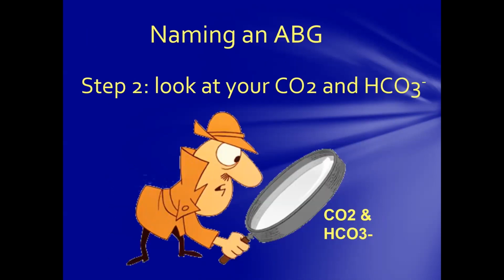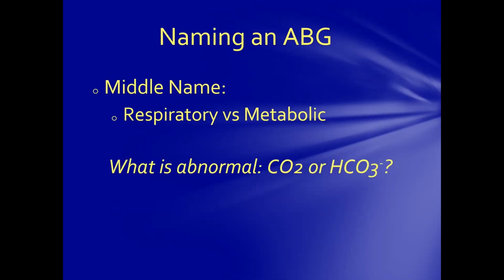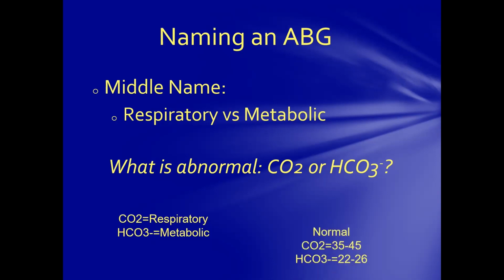So now that we know the ABG's first and last name, we now need to determine the middle name. In order to do this, we look at our CO2 and our bicarb. Our middle name is either respiratory or metabolic. And we're looking at which value is abnormal. Is it our CO2 or is it our bicarb? Our CO2 represents the respiratory system and our bicarb represents the metabolic system. And remember, your normal CO2 is 35 to 45 and our bicarb is 22 to 26.